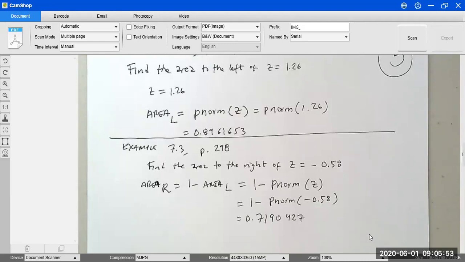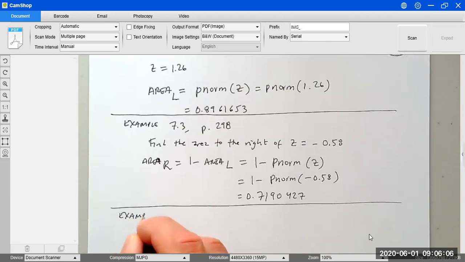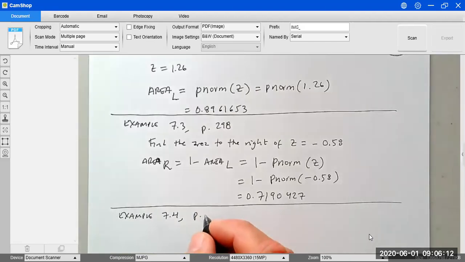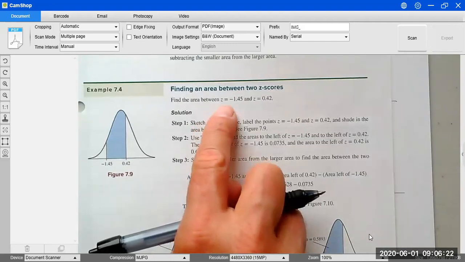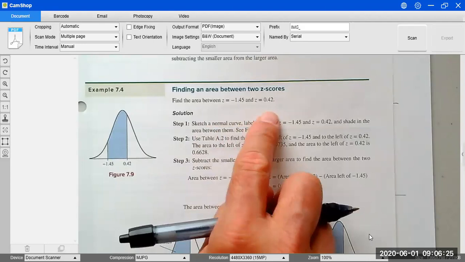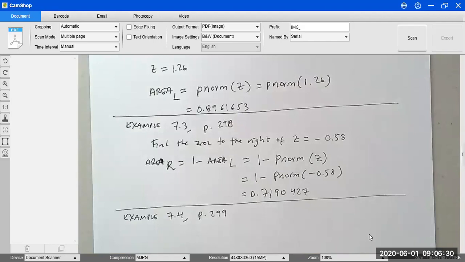So now we're going to find the area between two values. So that's example 7.4 on page 299. Now we're going to find the area between z equals negative 1.45 and z equals 0.42. So that's what we want to do.